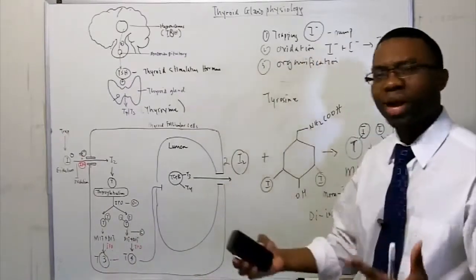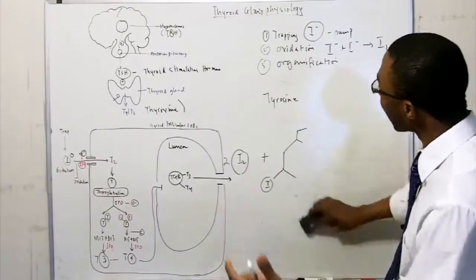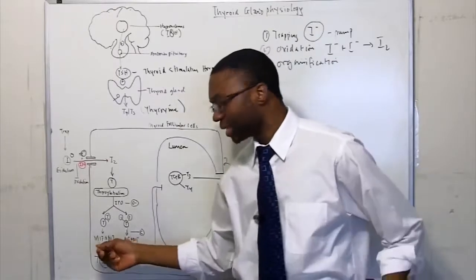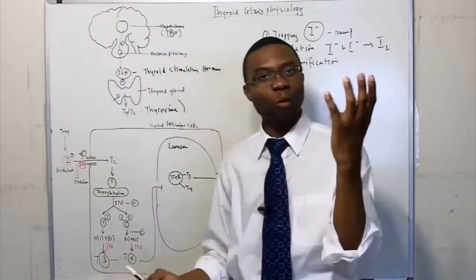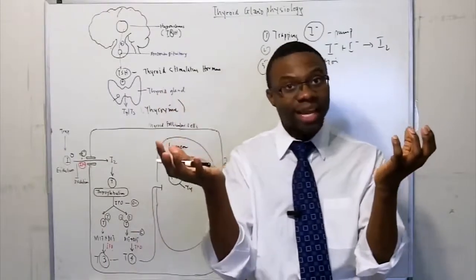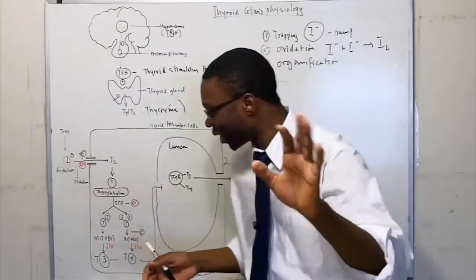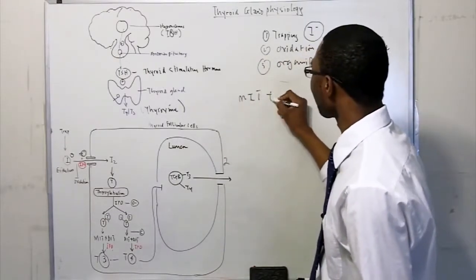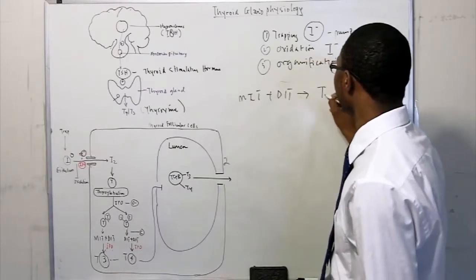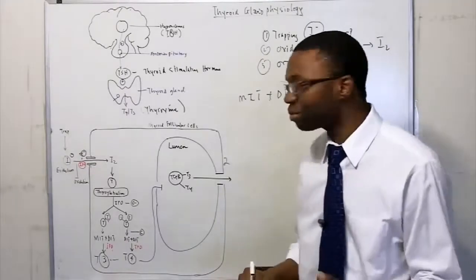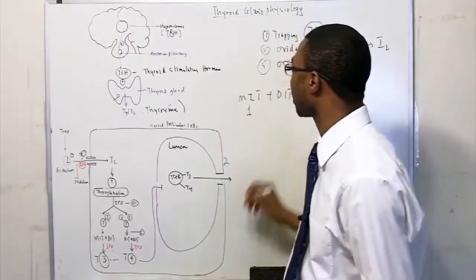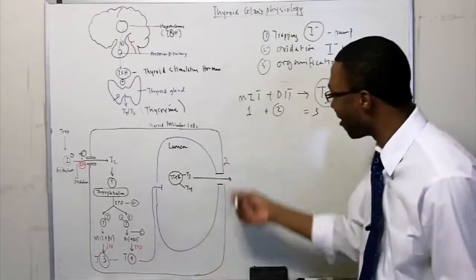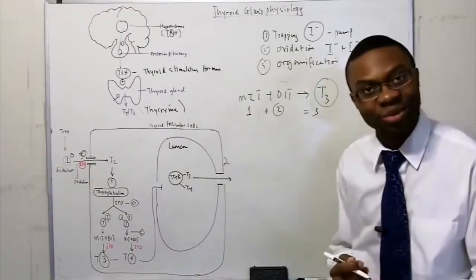Now, I used to memorize this and wonder, my God, MIT, DIT. Well, it's cool to memorize that, but there's another step left. If you take one MIT and one DIT, we form T3. So how do you remember it? If you just know how to count, this is one iodine molecule plus two equals three. Wow! That's all you need to know. 1 plus 2 equals 3. That's how we made T3.